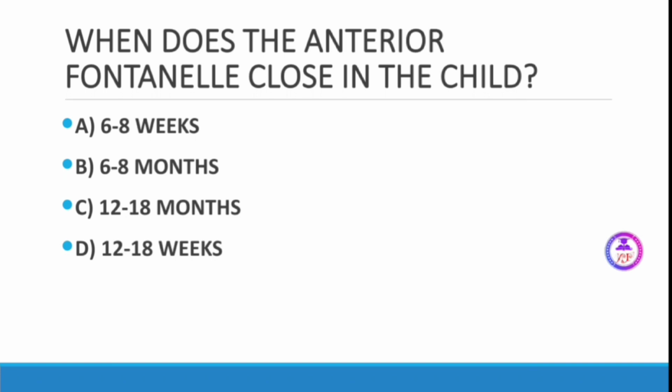The anterior fontanelle is the fontanelle present on the head of the baby, and one is anteriorly, one is posteriorly. The anterior one is called the anterior fontanelle and the posterior one is called the posterior fontanelle. So when does it close in the child? 6 to 8 weeks of life, 6 to 8 months, 12 to 18 months, or 12 to 18 weeks.